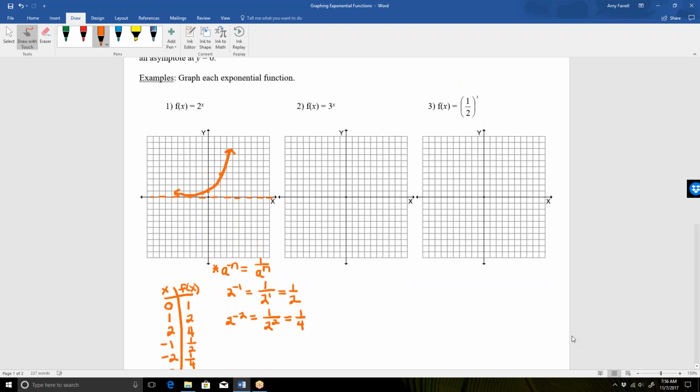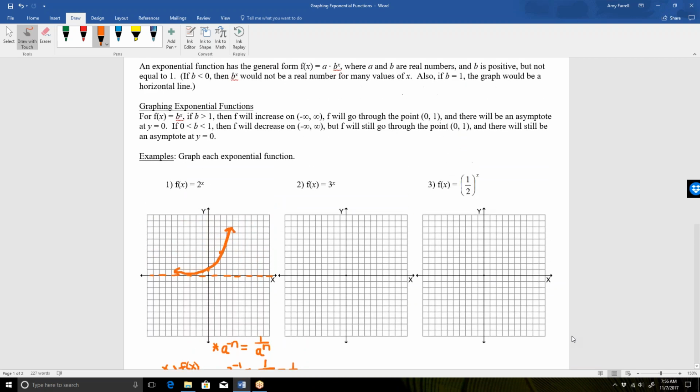Okay, so notice that it does match what we said up here. We said that it was going to increase when b was greater than 1. It's going to go to the 0.01. It did that, and that there will be an asymptote at y equals 0.